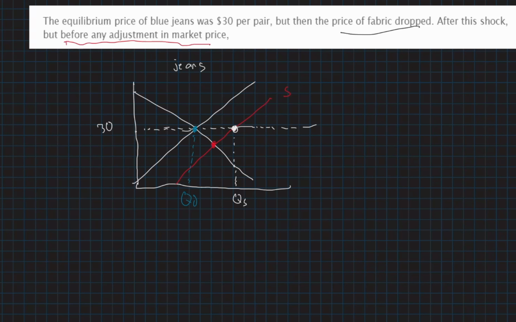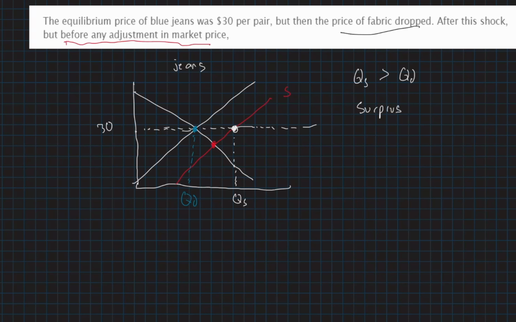Okay, so which one's bigger? Quantity supplied or quantity demanded? Quantity supplied is bigger. So what does that mean? If your quantity supplied is greater than your quantity demanded, that means if our QS is greater than our QD, it means we have a surplus because there's more supply than demand. So then, great, we figured it out.